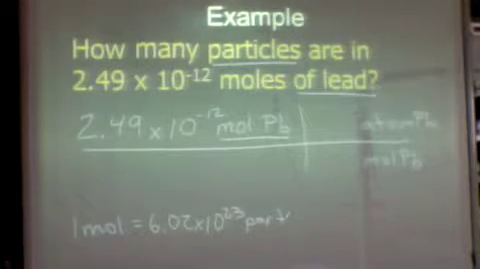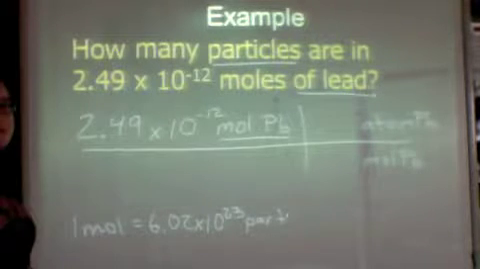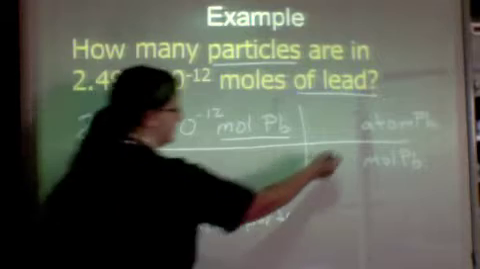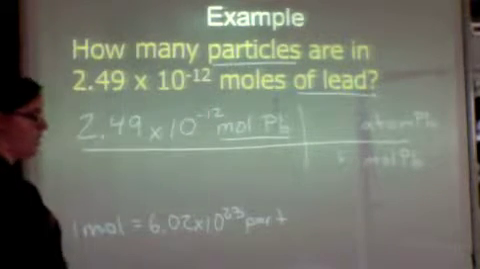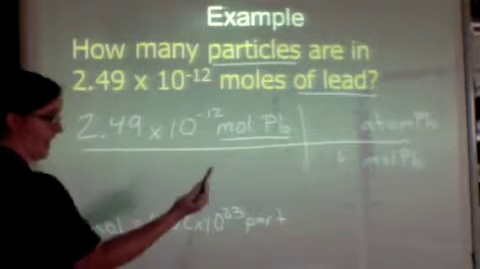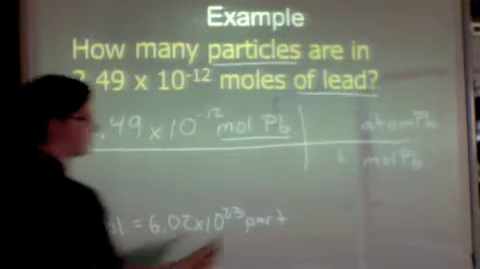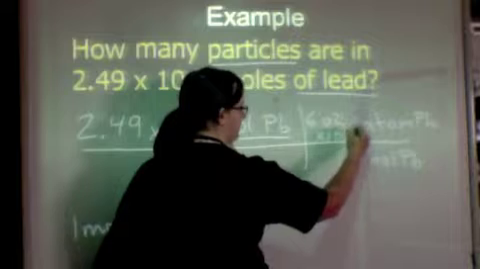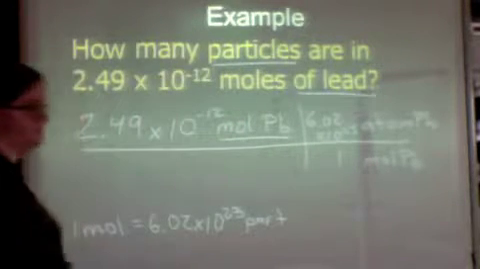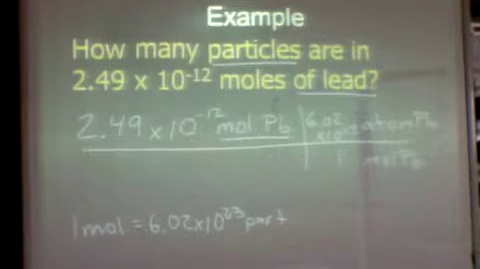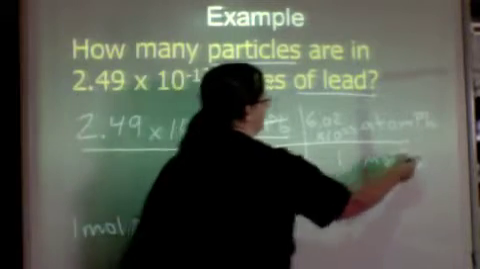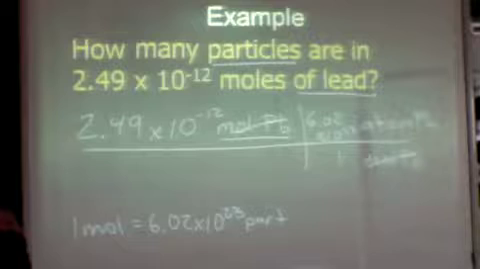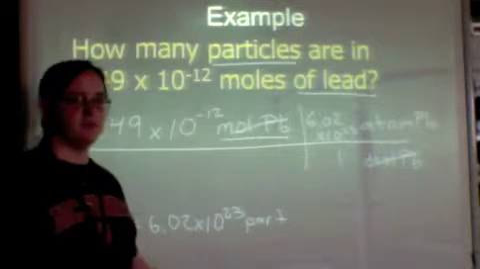So all you have to do is take this and plug it into that table. So what number is with moles? 1. So we're going to put 1. What's with particles? And atoms is a type of particle, so we're going to put 6.02 times 10 to the 23rd. Then you see that moles of lead cancel, so you're left with atoms of Pb, and that's what we need. So just like in Unit 1, you're going to multiply the top, divide by the bottom.